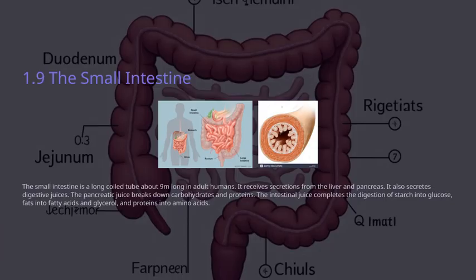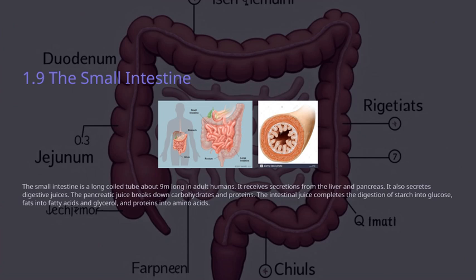The small intestine is quite remarkable. It's a long, coiled tube that stretches about 9 meters in adults. Its primary role is to continue the digestion process after the stomach has done its part. It receives secretions from the liver and pancreas, which contain enzymes and other substances crucial for breaking down food. The small intestine also secretes its own digestive juices, which are essential for completing the digestion of nutrients.